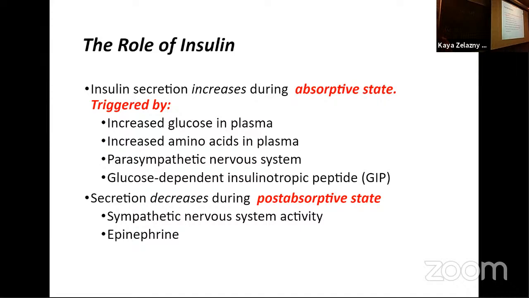The secretion of insulin, by contrast, during the post-absorptive state: you don't want to store stuff anymore. You don't want to do anabolism. You want to break stuff down. So you're going to decrease insulin secretion during the post-absorptive state, and you're going to have the opposite triggers. You're going to have the sympathetic nervous system active and epinephrine from the adrenal medulla.